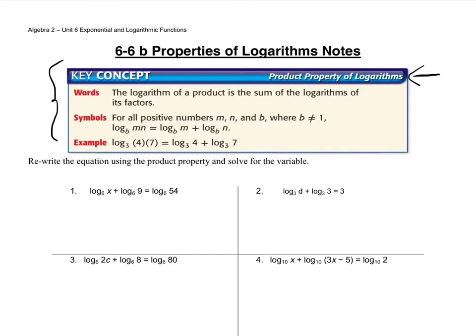So 4 times 7 could be 28, but you can use 4 times 7, you can do 2 times 14, so anything that would multiply to give you this value. So let's start with the first example. They're asking us to rewrite the equation using the product property and to solve for the variable. Now remember, since this is just the notes, I'm telling you what property to use, but later on you have to be able to solve mixed problems. So let's start with number 1.